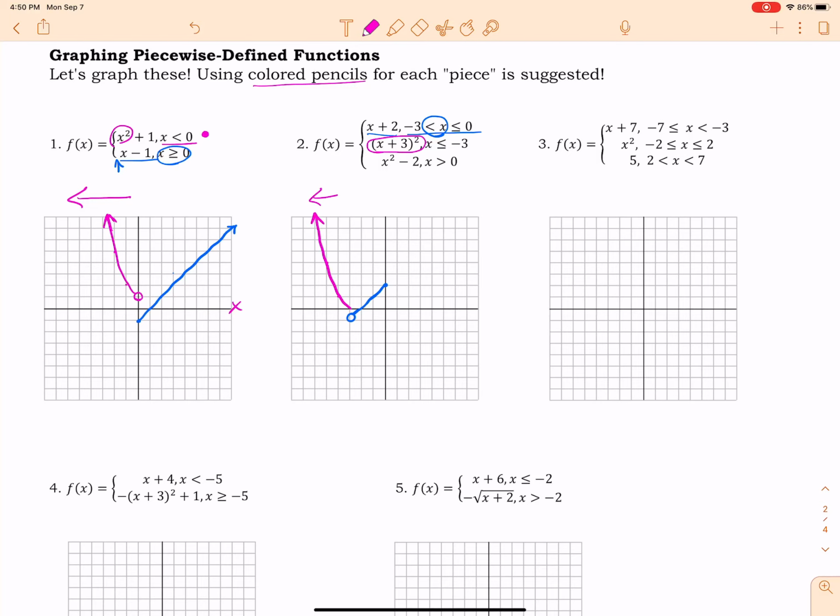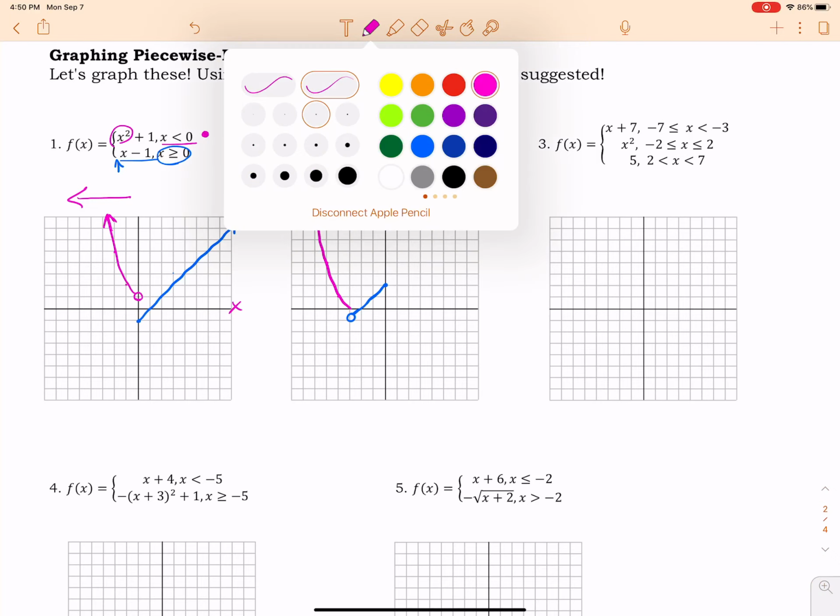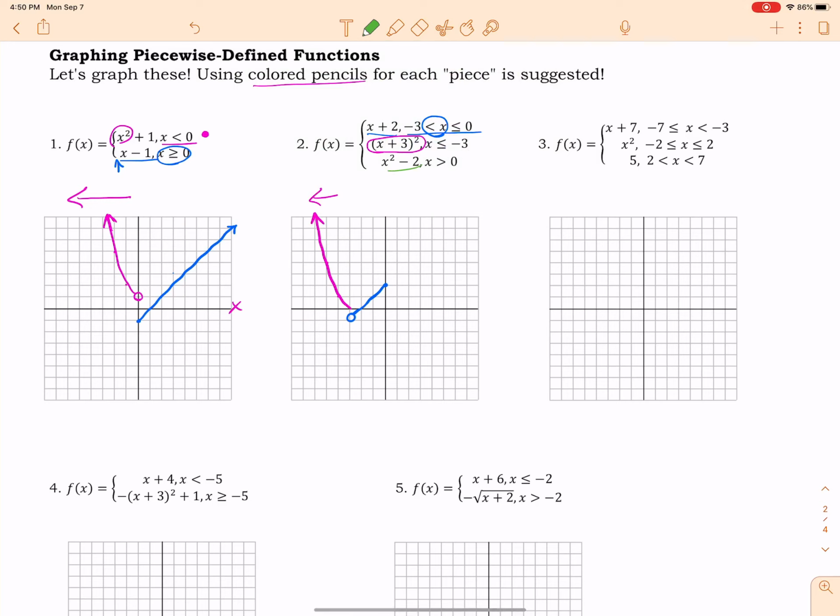Pretty. And then my last function, let's use green. I've got another quadratic, and it has moved down 2. So I am going to move down 2, and what's it restricted to? X greater than 0. Okay, so I've got to put an open circle right there. And then like my usual values.